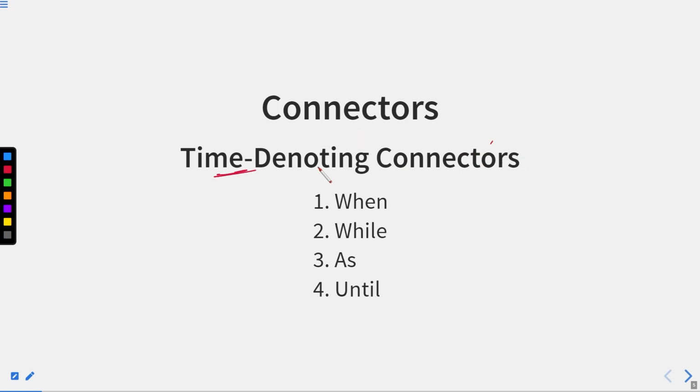So here we can see some time denoting connectors. First of all, we'll have when, then while, then as, and then until. As I told you, in case of the until and unless difference, I told you that unless is situation based, whereas until is time based. Okay. And when means a point of time, at the time when something appears or when something happens. So the point of time on which something happens.